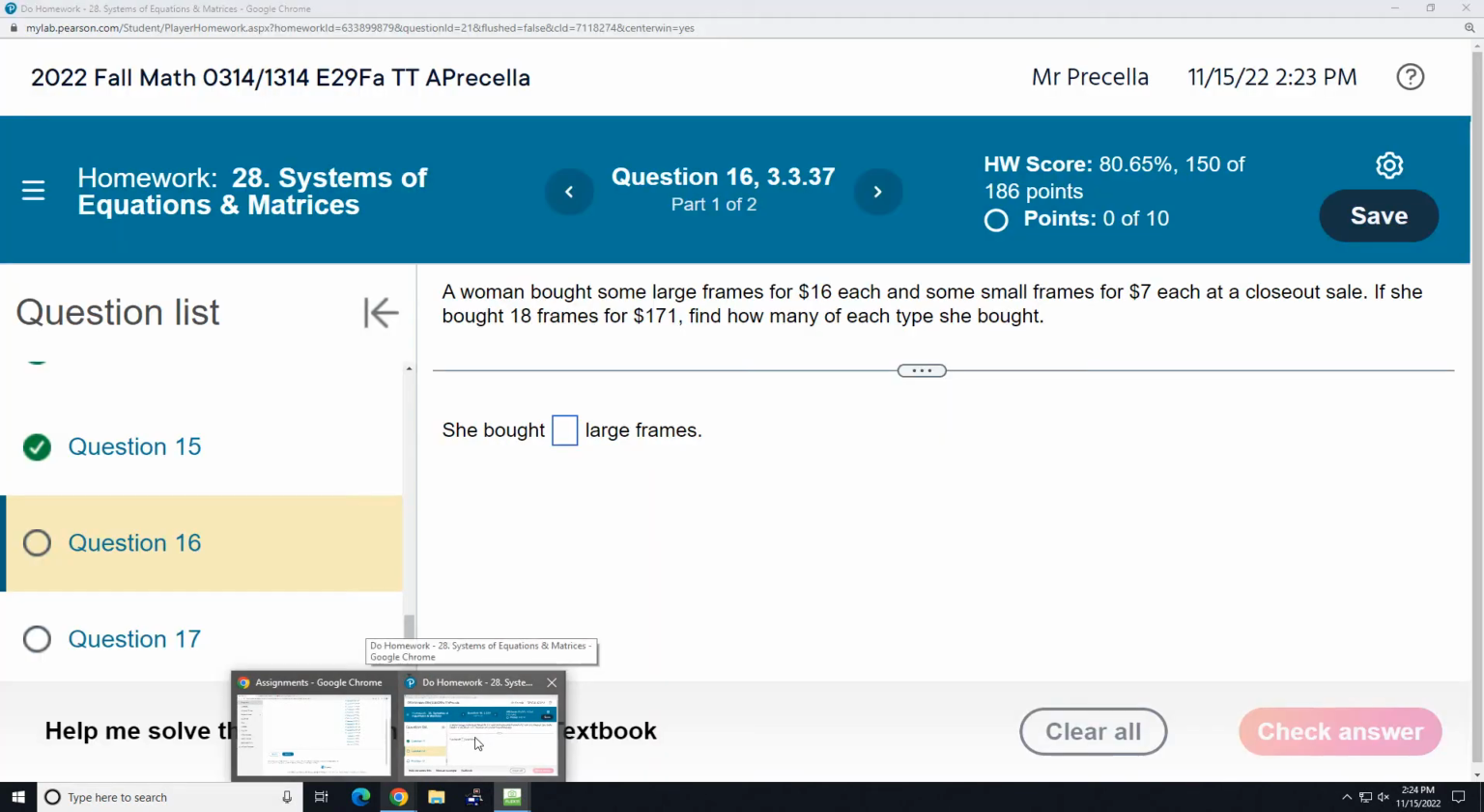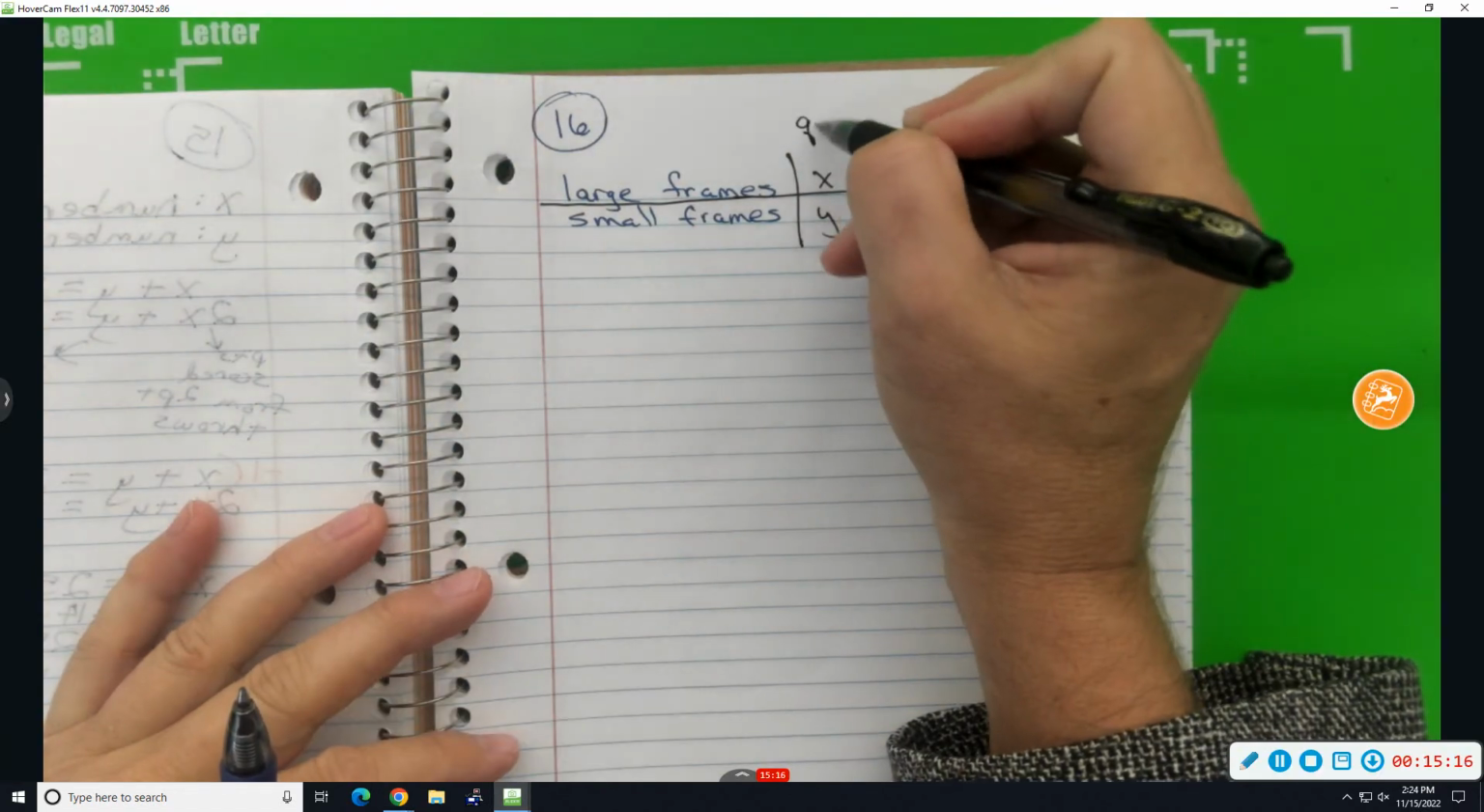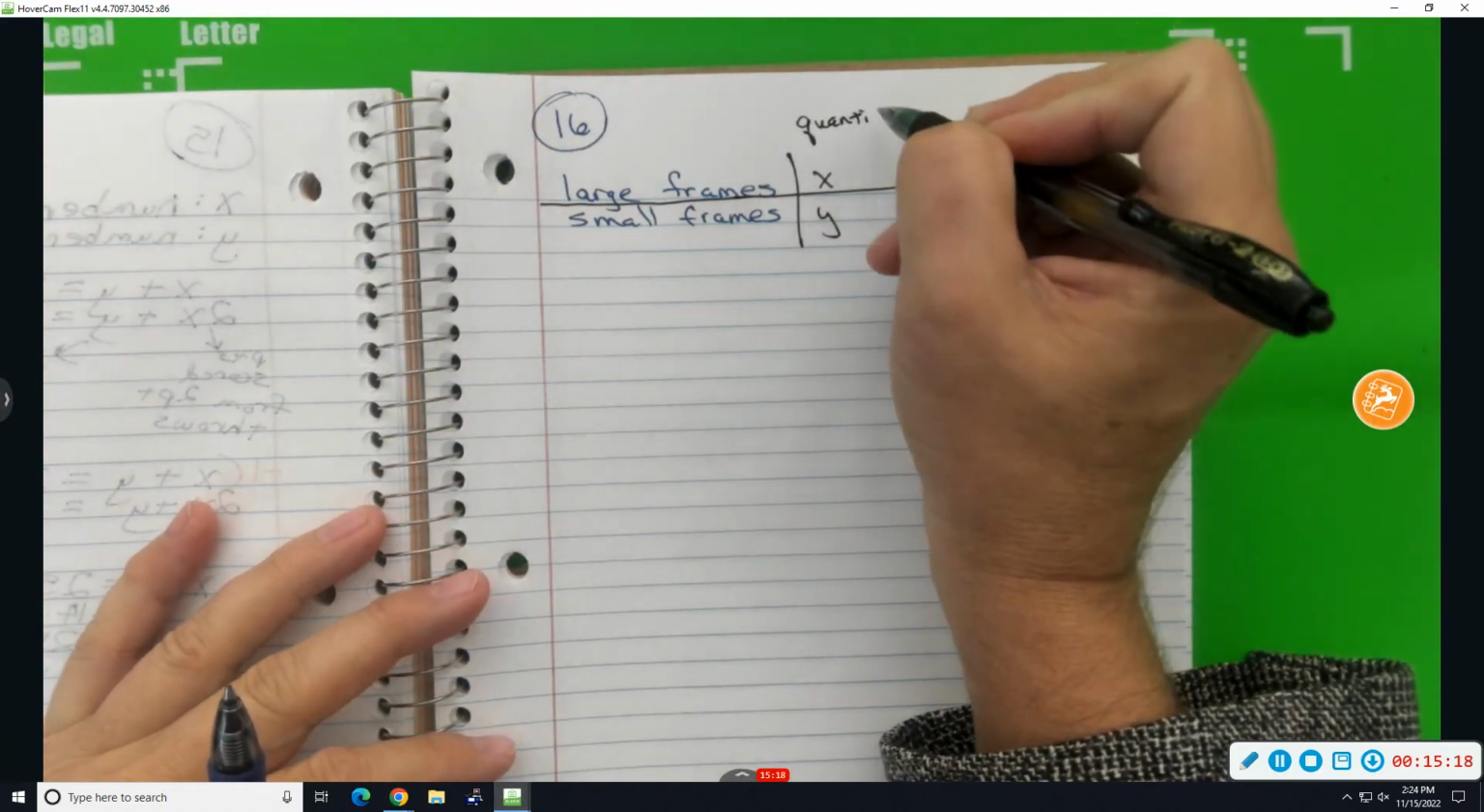Let's switch back. When I'm working these problems, I go back and reread the problem over and over. I get a little piece of information, and then I go back and I write it down on my paper. Then I go back and I read more, okay? The large frames cost $16 each, and the small frames cost $7 each. So I'm making the little table, and I'm going to say that X and Y are my quantities.